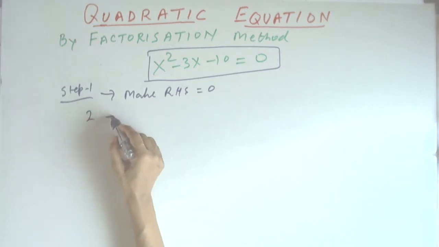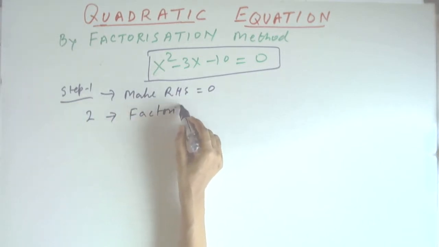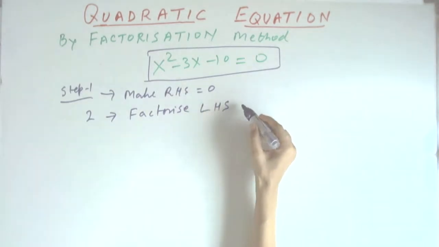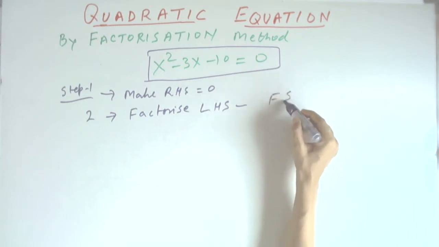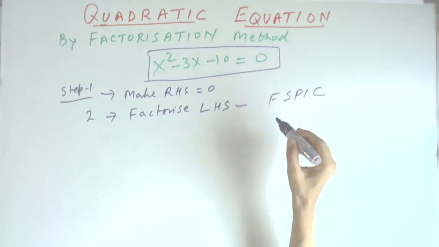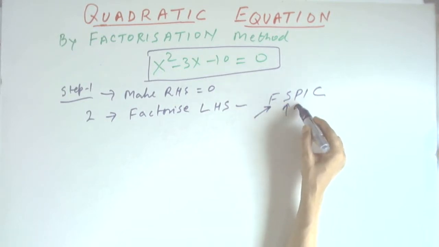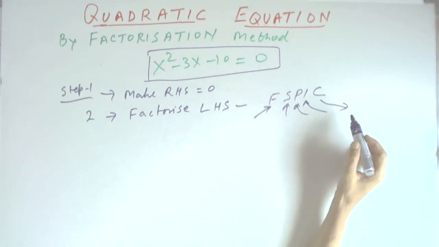And then second step is factorize left hand side. And we have learned 5 methods for factorization. We can use any of them. And just to recall what are the methods we have learned for factorization, we use this acronym FSPIC.